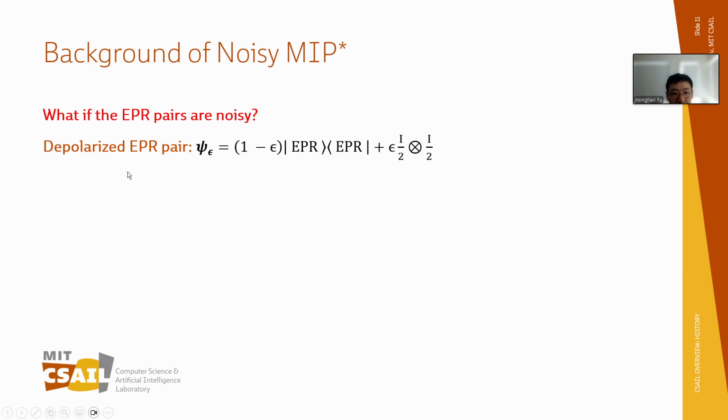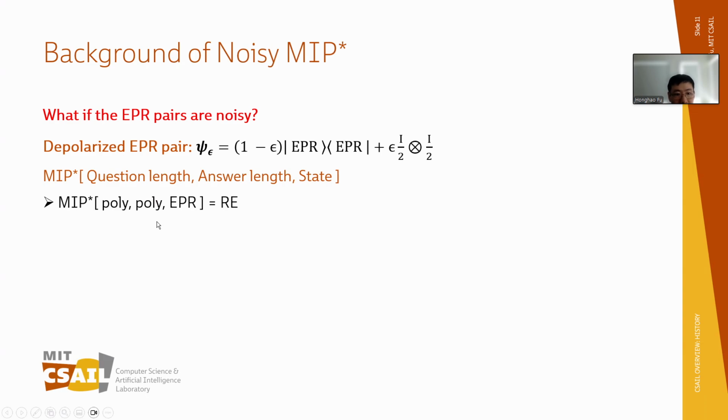And later we are going to use a new notation for MIP*. Here, the first two quantities are still the question length and answer length, but the third quantity is the state that the prover is going to use. When we specify the state, it means the prover can only use this state, but they can have many copies of this state. So the previous MIP* = RE result basically says that if the prover only has EPR pairs, this complexity class still equals RE.